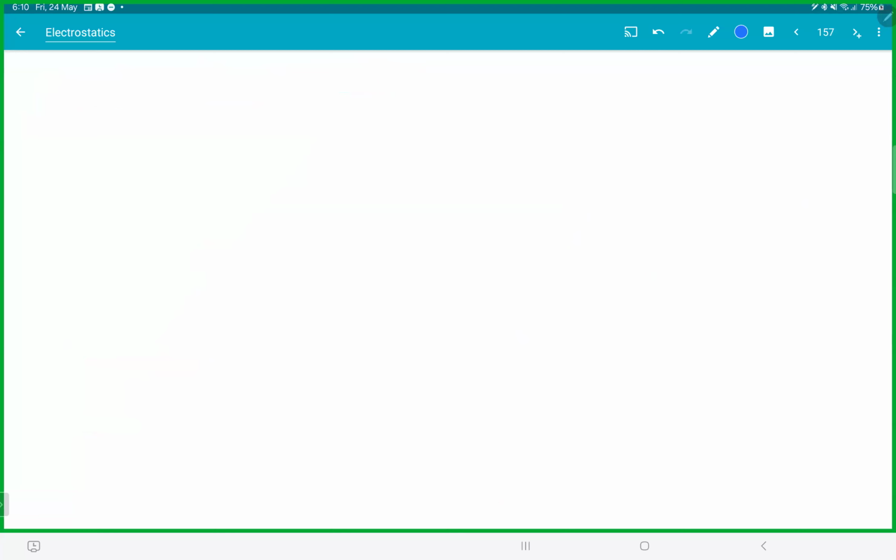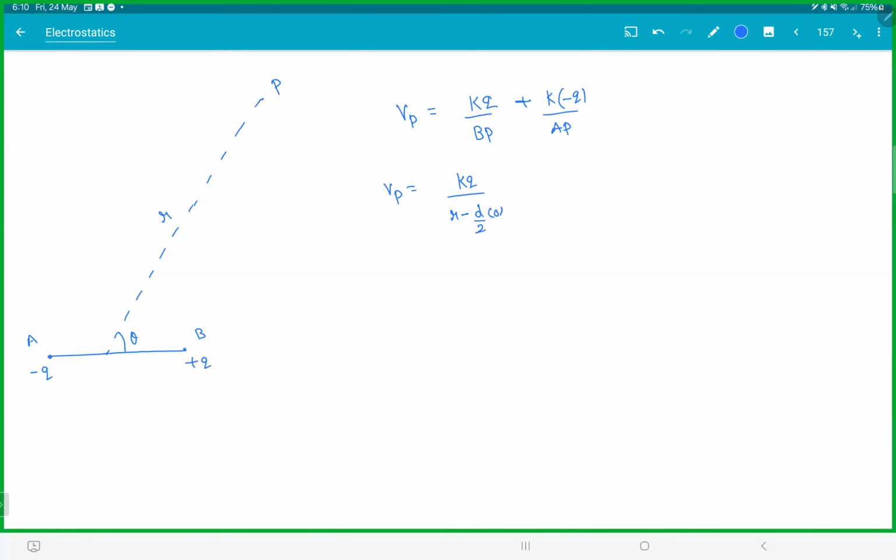So getting back to this again. So plus Q, minus Q. This is point P, this distance is R. This is A, this is B. So potential at point P is KQ by BP minus KQ by AP. We can use the binomial approximation which we have seen. So this will be KQ by R minus D by 2 cos theta, minus KQ by R plus D by 2 cos theta.